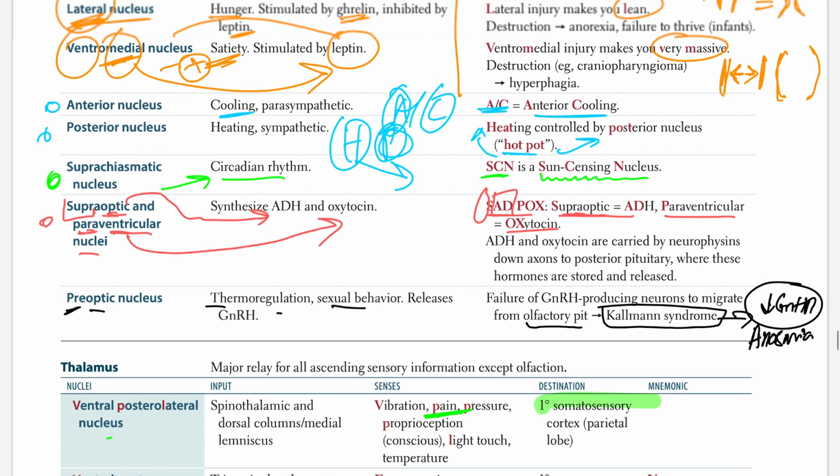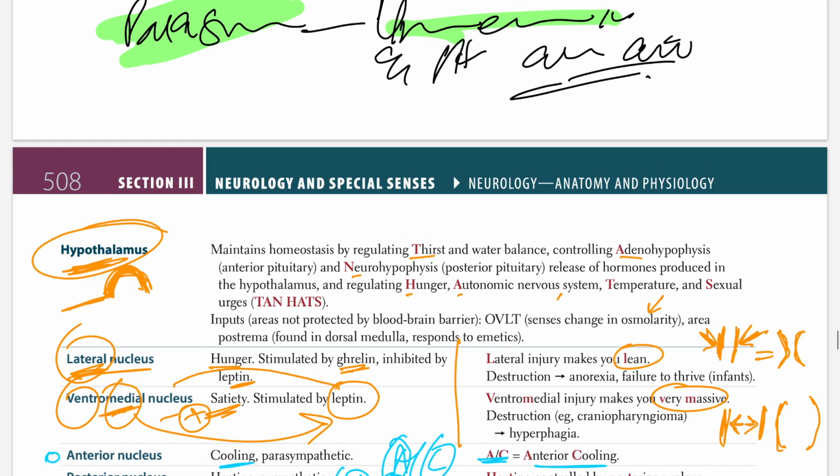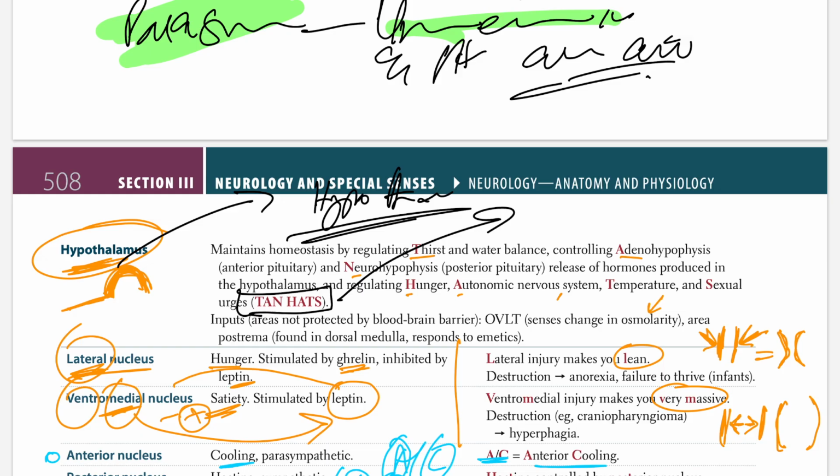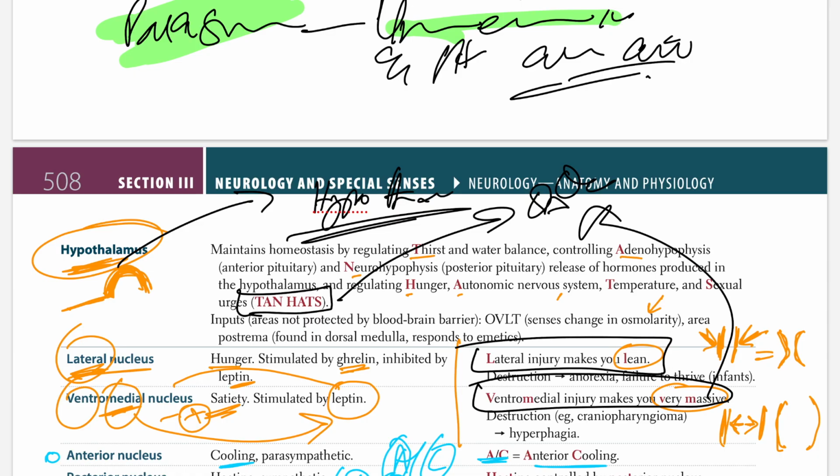Similar to this, we have hypothalamic syndrome. In which case, all these functions are going to be out. For example, the patient is going to have obesity. Remember that, very massive. Obesity is there. Diabetes insipidus will be there. Fatigue because of decrease in cortisol, and also loss of temperature regulation, and all of that will be there.